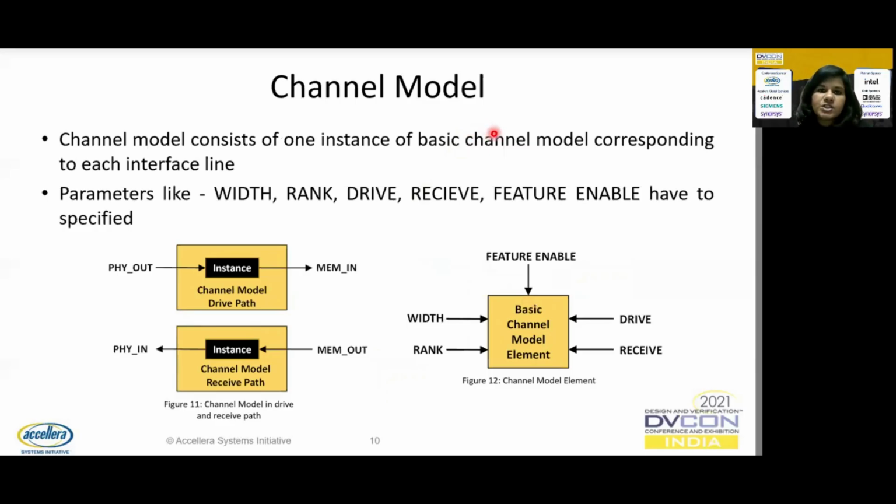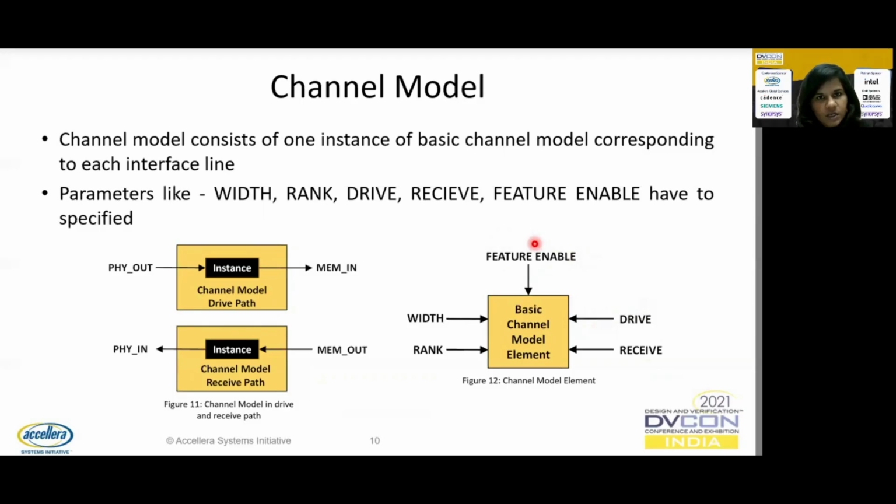We basically instantiated one channel model element per interface signal. So clock signal had its own channel model instance, the data line DQ had its own channel model instance, and so on. The instance can be made to affect either the drive path or the receive path depending upon the requirements. The block level parameters like the width of the signal, the rank, the drive and the receive qualifiers, and the feature enable make sure that only the desired effect gets applied on top of the signal.